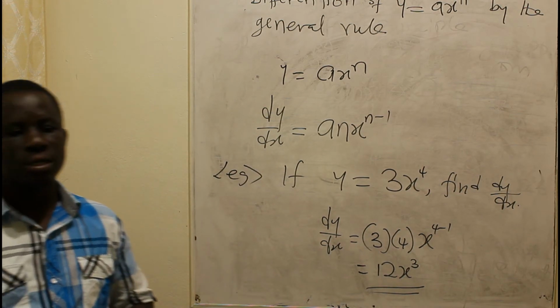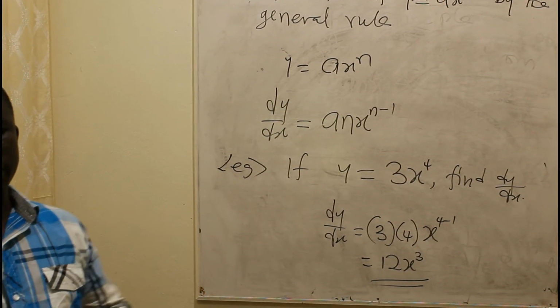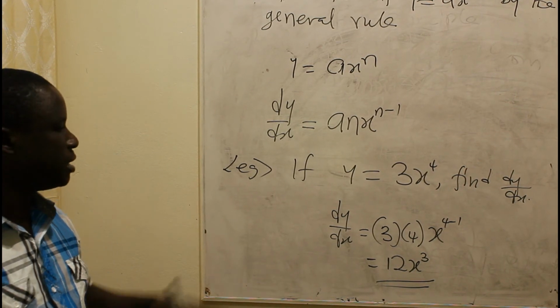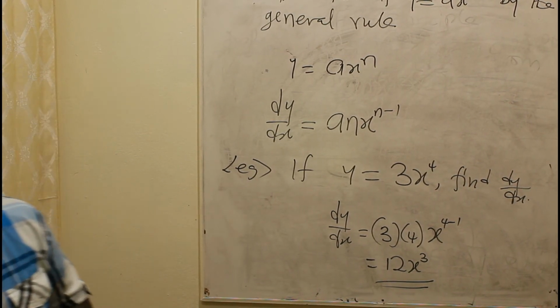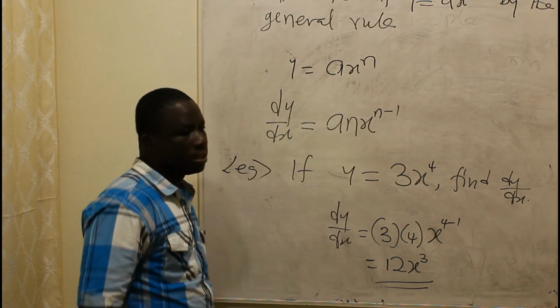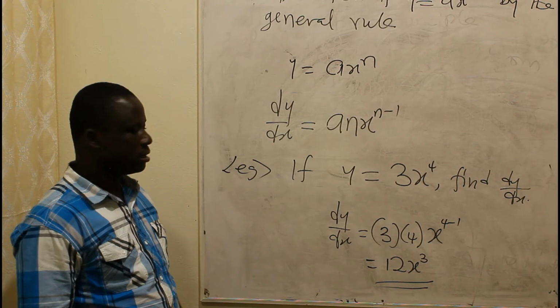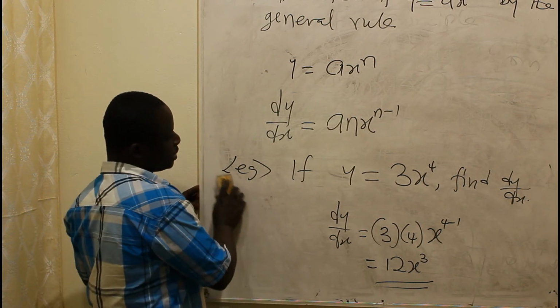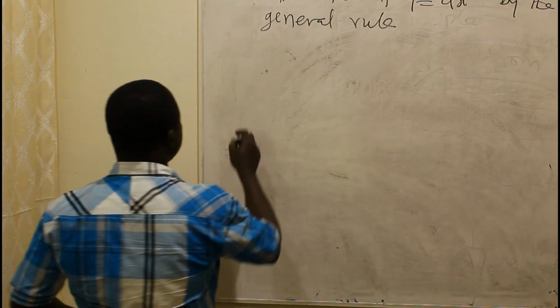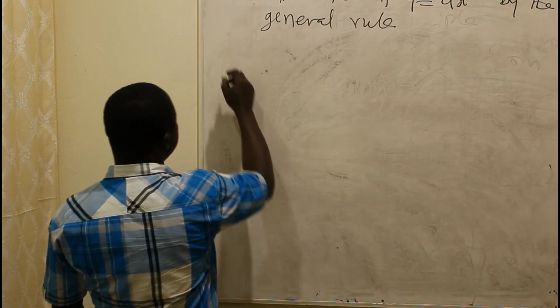Finish. You don't waste your time going through the long process of differentiating from first principles. This is the general way. So anytime you have to differentiate and it's not specified, just use this rule and you get the answer for any polynomial function. We have to find the slope.